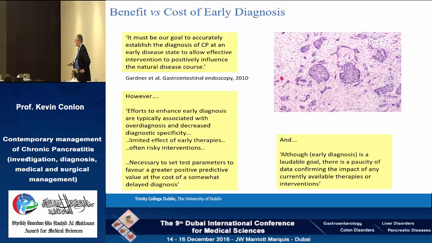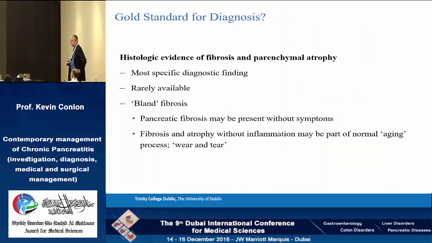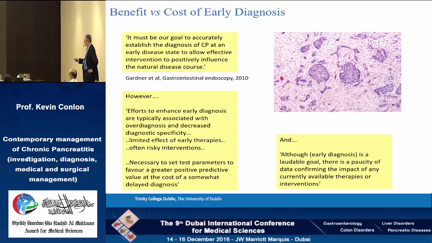So the gold standard for diagnosis is actually pathological biopsy, but it's very uncommon to be done. It's rarely available. What you find is a bland fibrosis with atrophy, and fibrosis and atrophy without inflammation may actually be part of the normal process, although this appearance here is not normal. So how do we make the diagnosis?